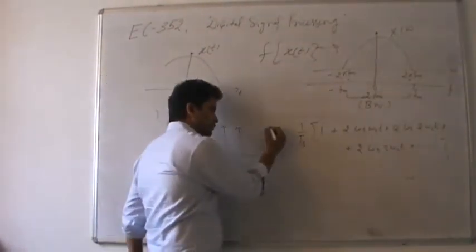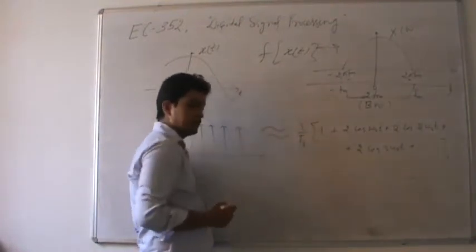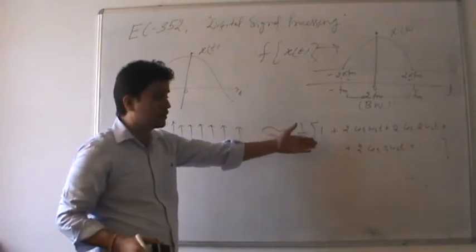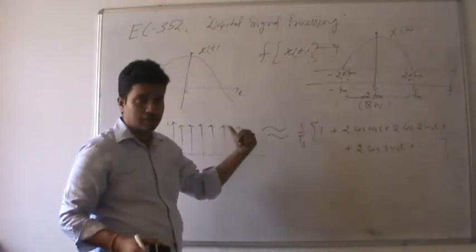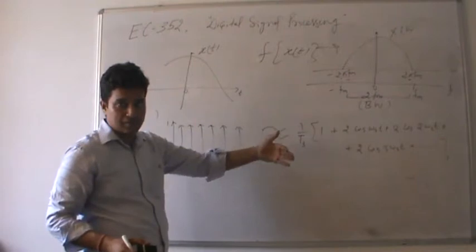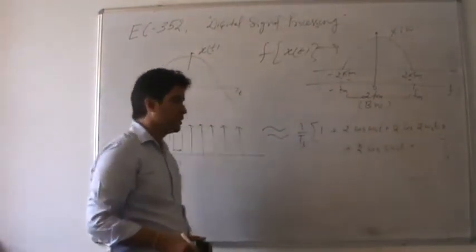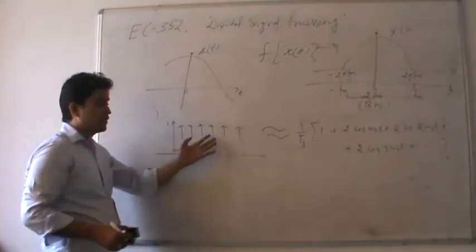You can check it again at your home. We will not cover it here. You are supposed to understand that this is the Fourier series representation of the given signal, a continuous train of pulses. The Fourier series representation will be like this. So we can say that the Fourier series representation is there.